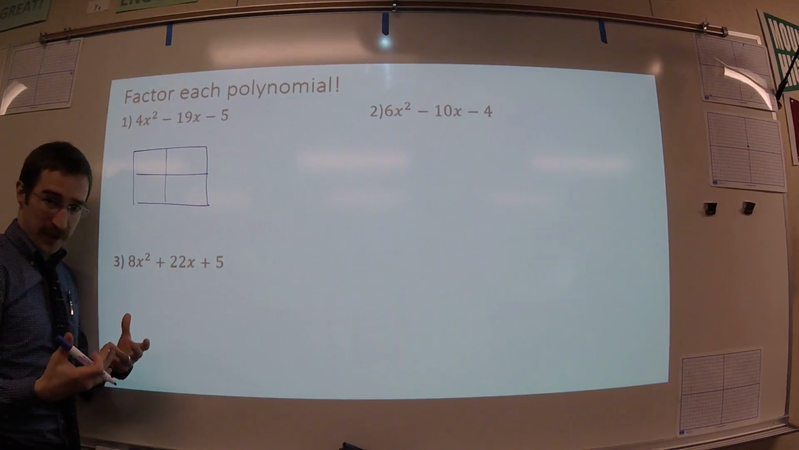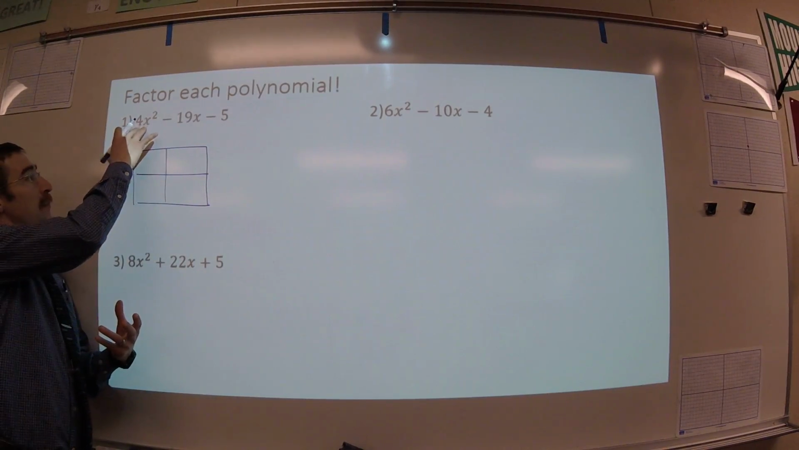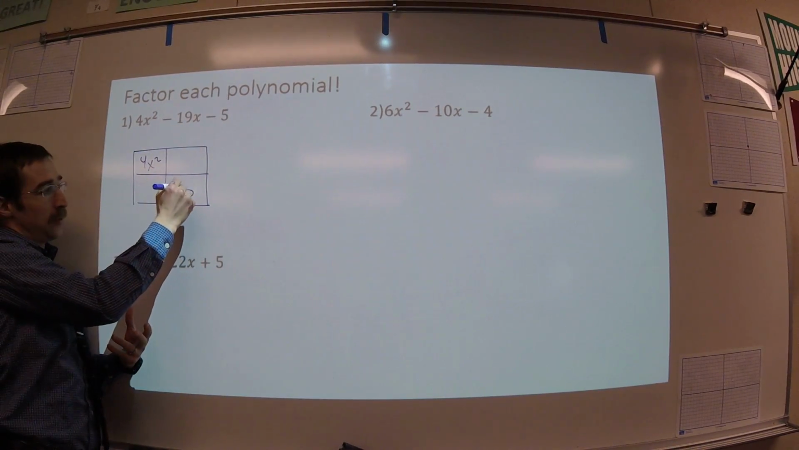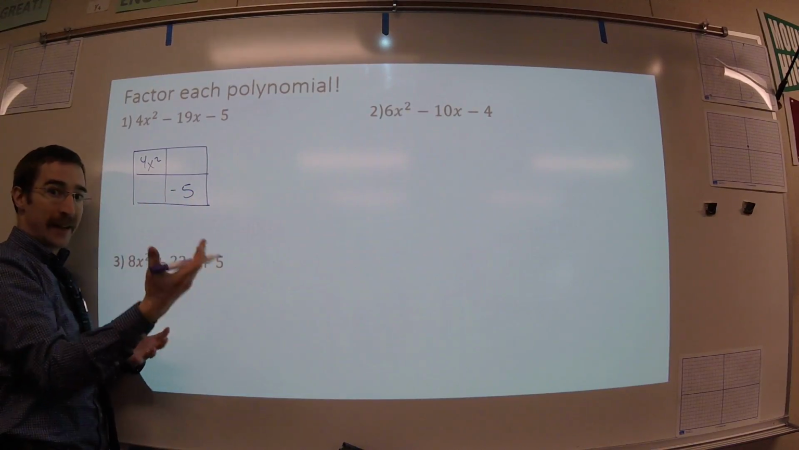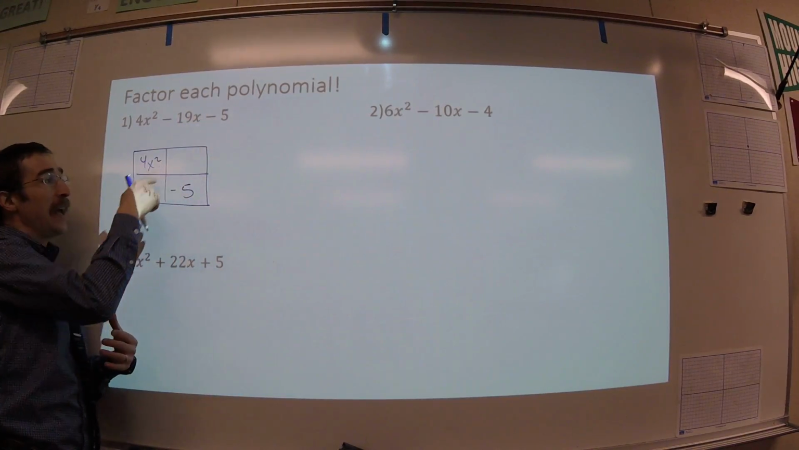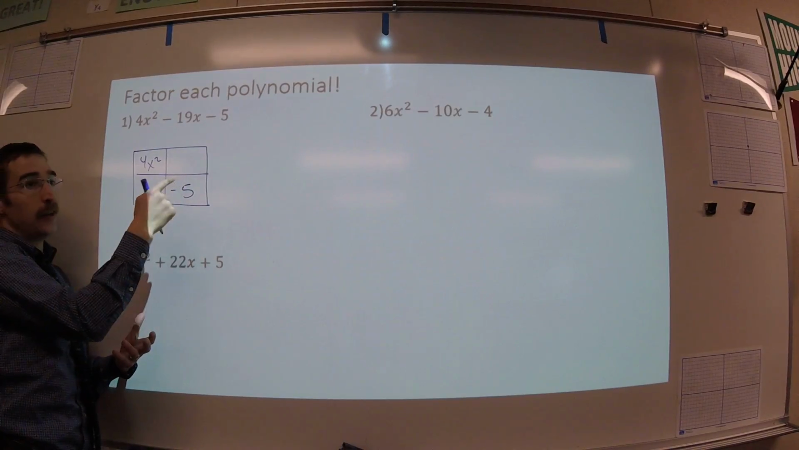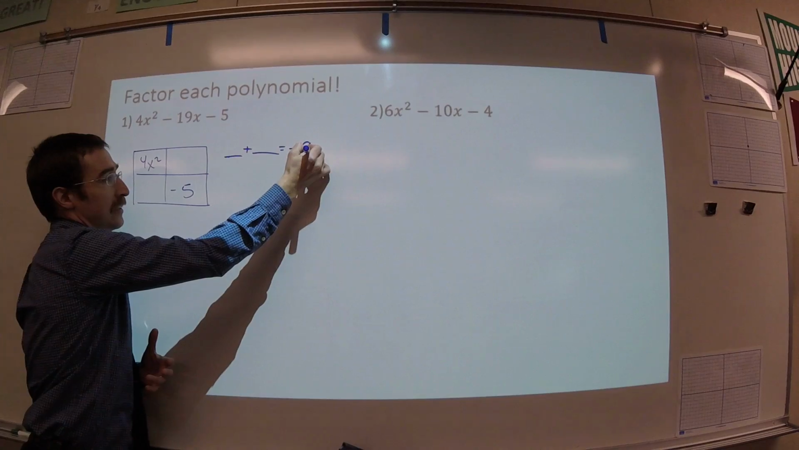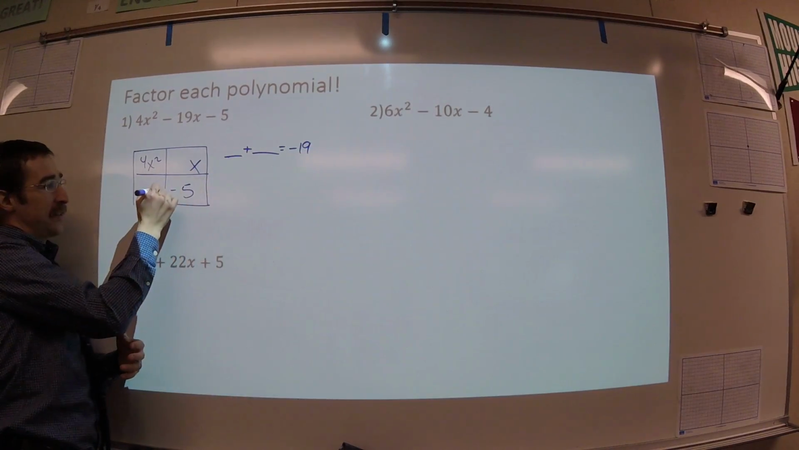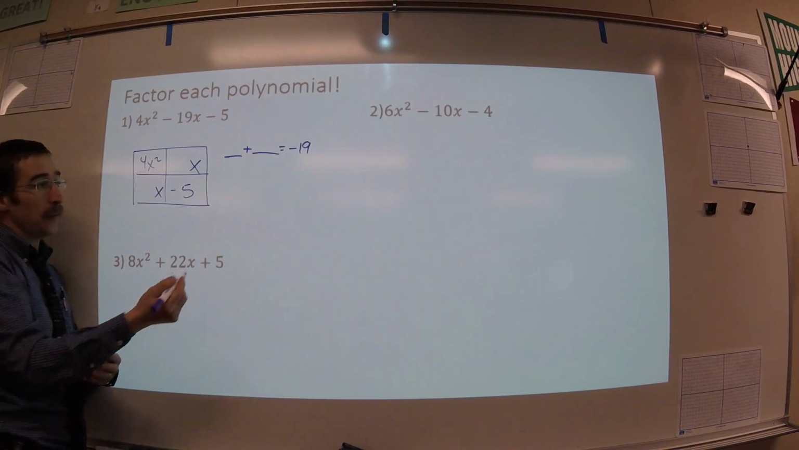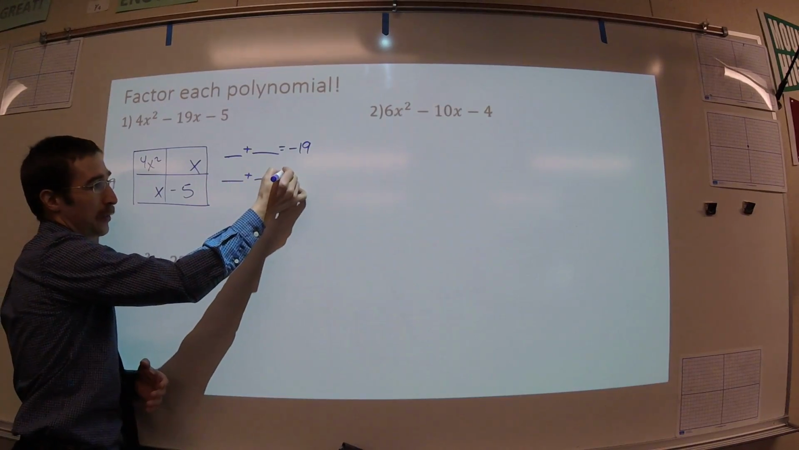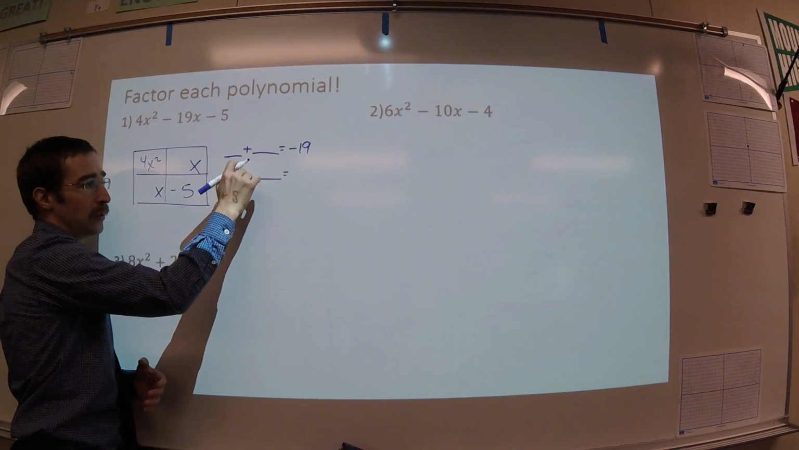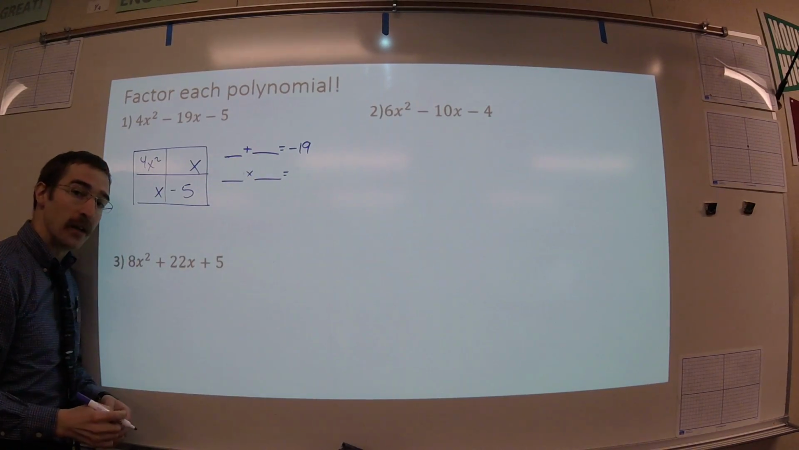And we know whenever we do this, the way we've been doing it, the 4x squared term goes in the top left, the constant term, the negative 5, goes in the bottom right. Make sure you're bringing it down as a negative 5, so you got a minus there. We don't know what these two things are, but we know that they are going to add to negative 19. And they're each going to have an x. But there's a lot of numbers that add to negative 19. We need them to multiply to something as well.